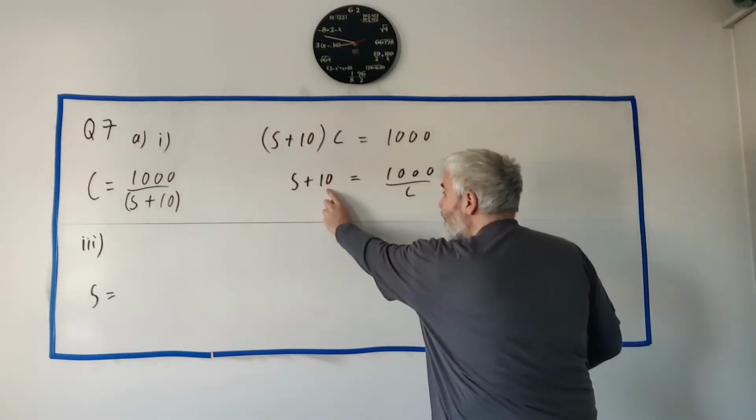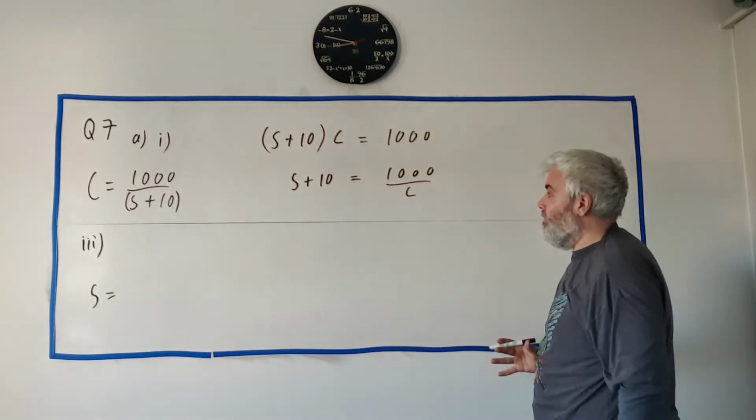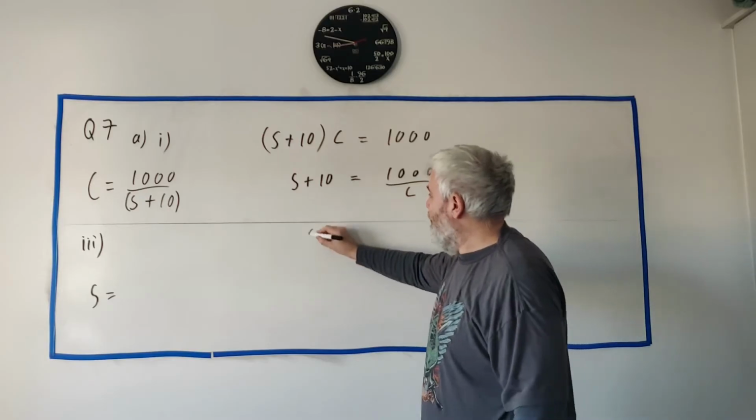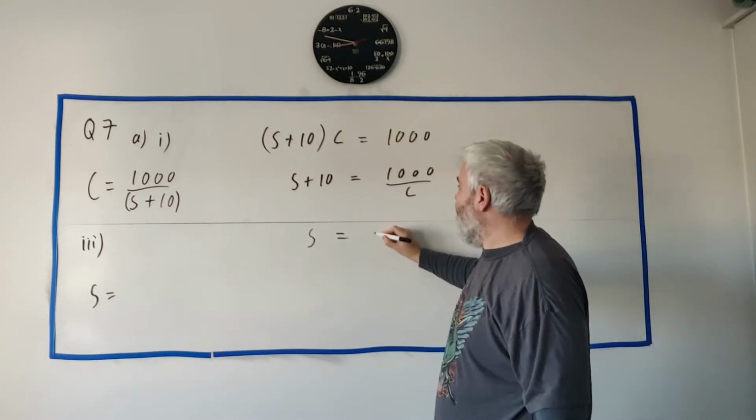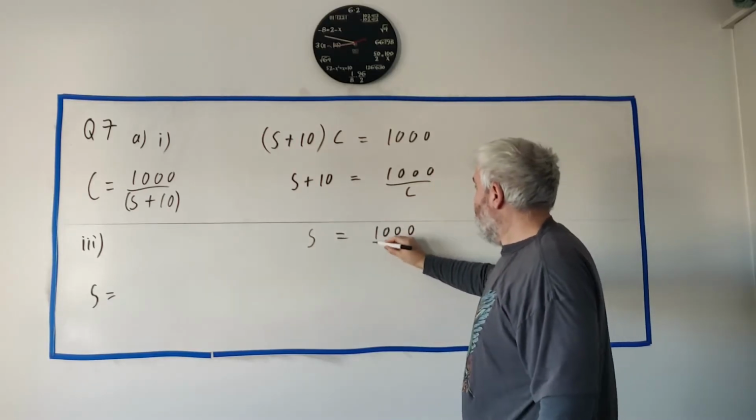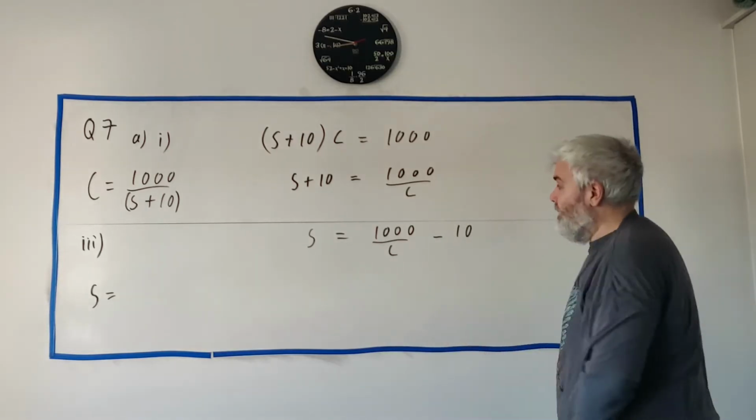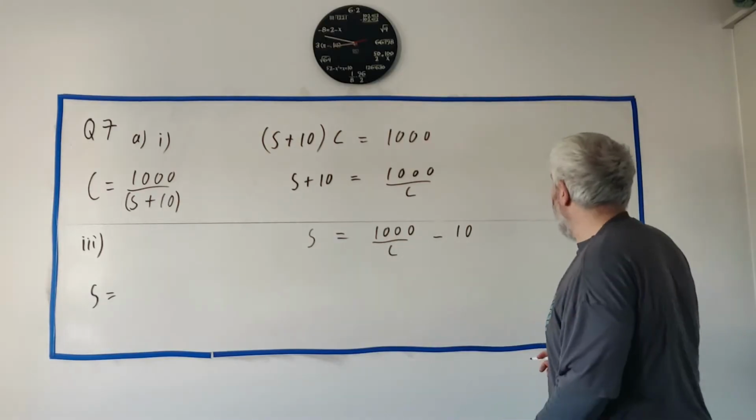Okay, now the 10 is not acting with anyone else. It's not locked in with anyone else, I should say. It's adding onto the S. So we'll take 10 away from both sides. We'll get 1,000 over C minus 10. And that's the answer. Just a couple of things to warn you about.